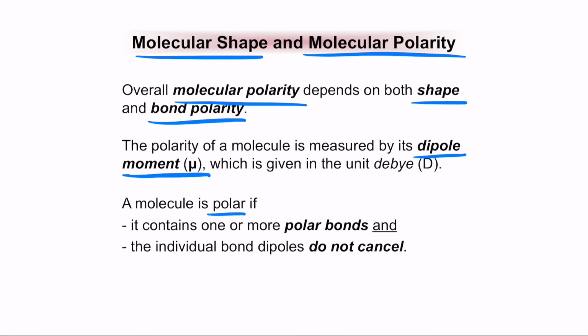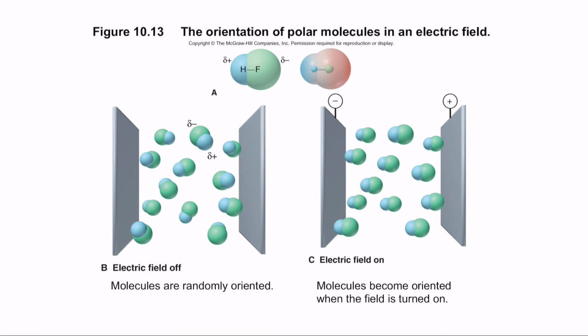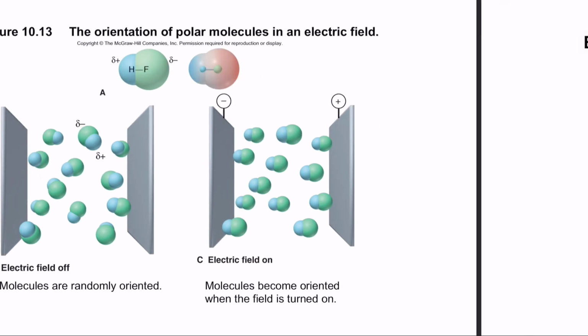So when do you call a molecule polar? It's only when one or more bonds are polar bonds and the individual bond dipoles do not cancel each other. So what is a polar bond? A polar bond is where one atom is more electronegative than the other, and the more electronegative atom tries to attract the electrons towards itself.